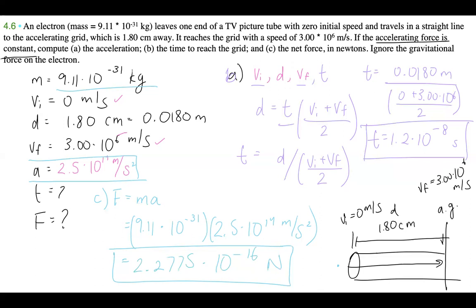All right. So we have part A right over here, we have part B right over here, and this is our answer for part C. 2.2775 times 10 to the negative 16 newtons. That is the net force in newtons.